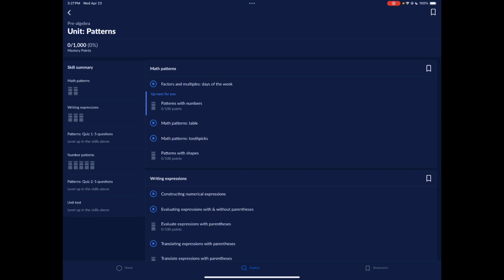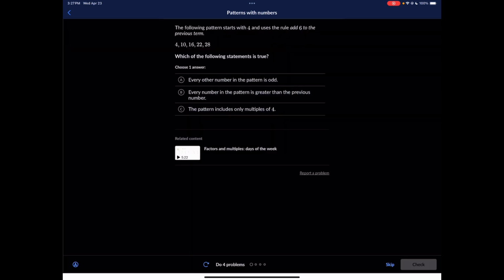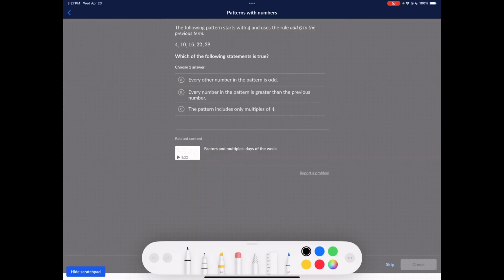So let's go ahead and start off with patterns with numbers. So let's go ahead and talk about this. The following pattern starts with 4 and uses the rule add 6 to the previous term. Which of the following statements is true? So what do we know? We start with the number 4, as we can see right here, and then we add 6 to each previous term. So we have 4, 10, 16, 22, 28.